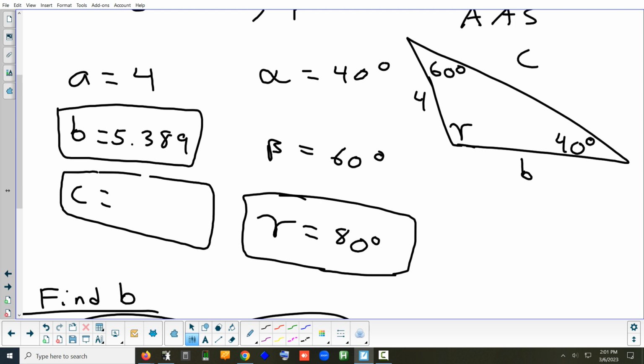Any other thoughts about the Pythagorean theorem here? I think you should still be able to use it. What is the Pythagorean theorem? A squared plus b squared equals c squared. What are A, B, and C? Sides. Can you be more specific?